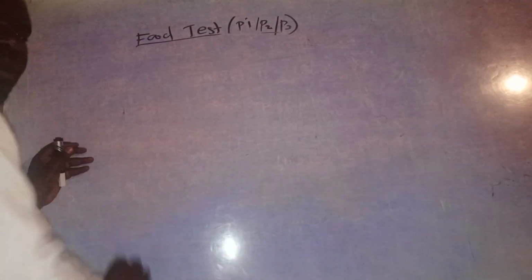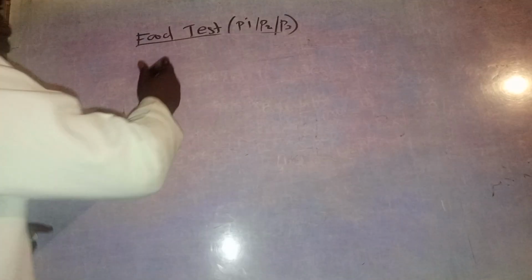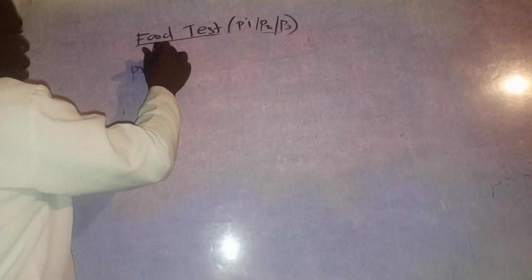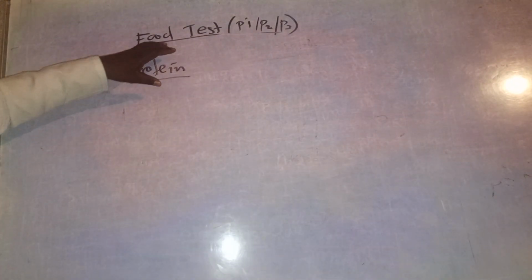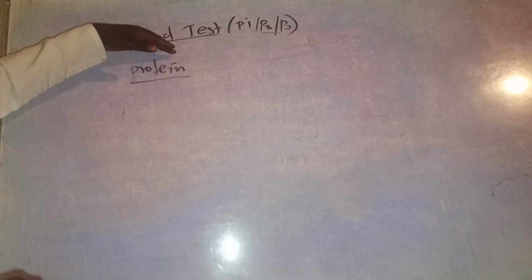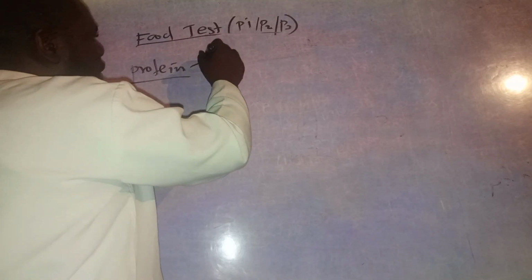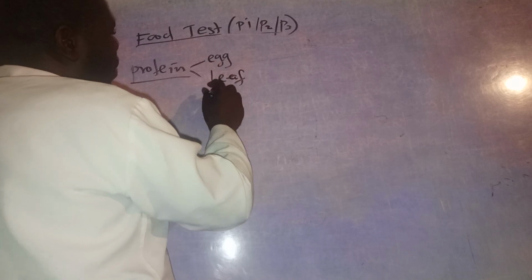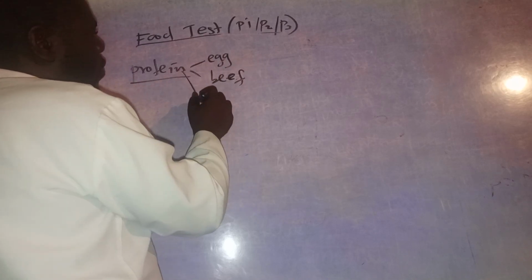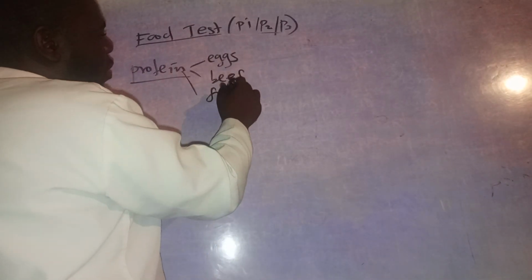protein now. Protein testing. I'll go for protein. Okay, so before I go to the testing for protein, first we need to understand the type of food that contains protein. So for protein, examples are eggs, beef, fish, etc.